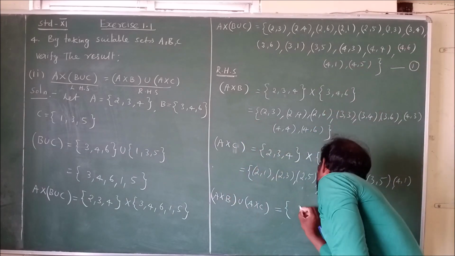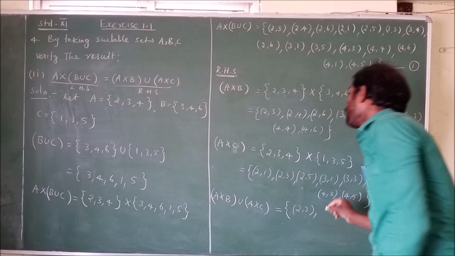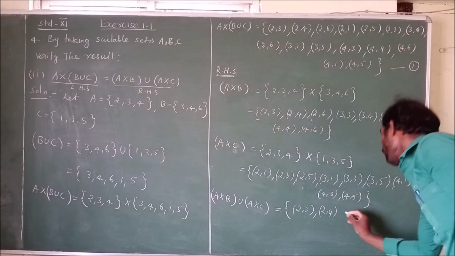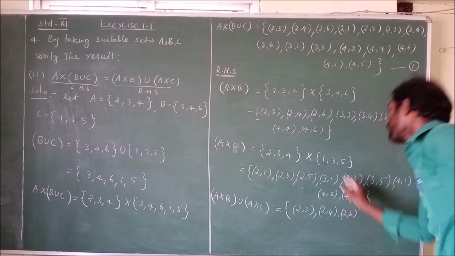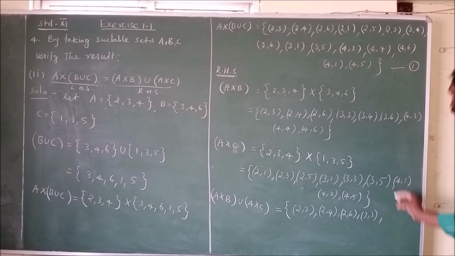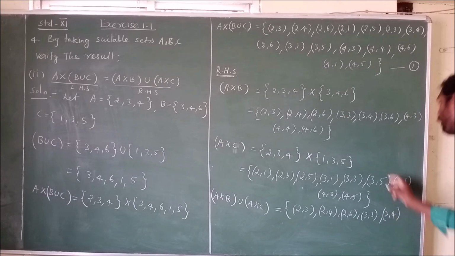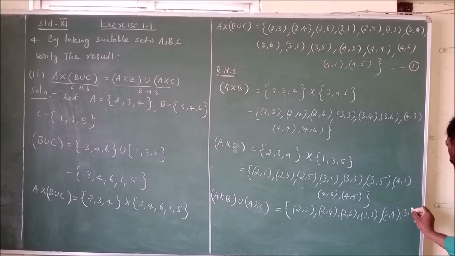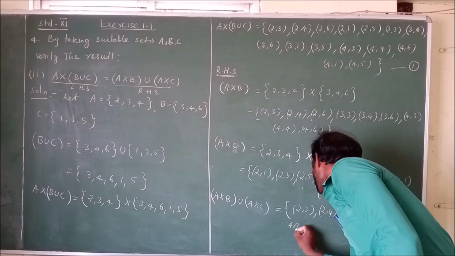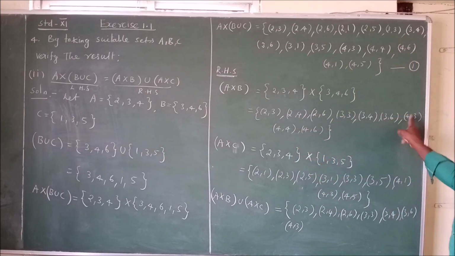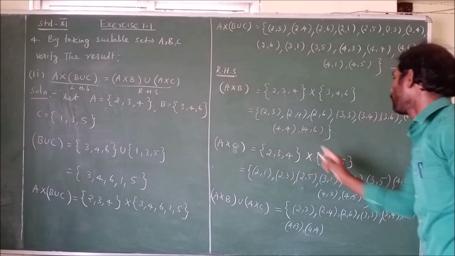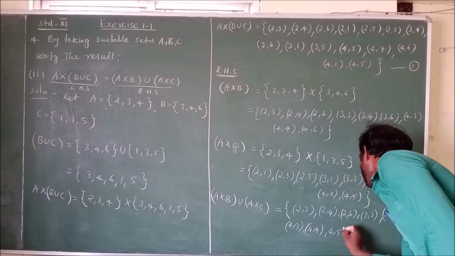So A cross B is 2 comma 3, 2 comma 4, 2 comma 6, 3 comma 3, 3 comma 4, 3 comma 6, 4 comma 3, 4 comma 4, 4 comma 6.